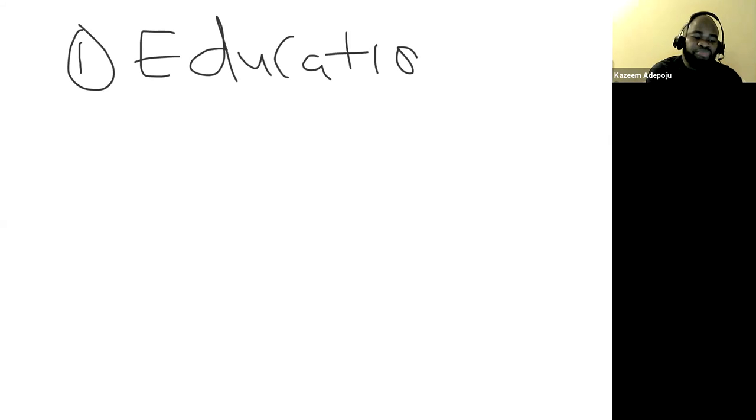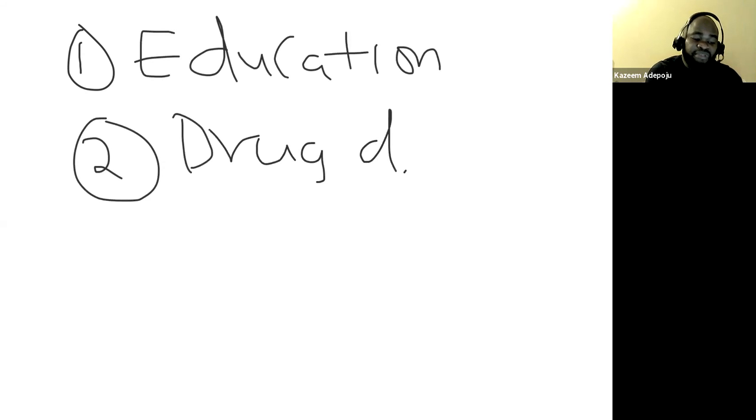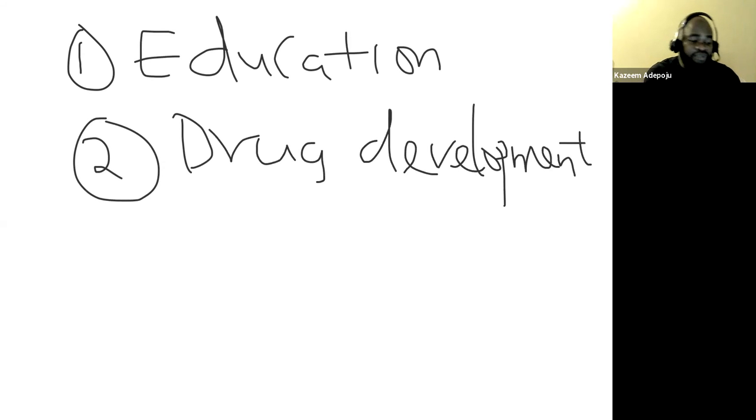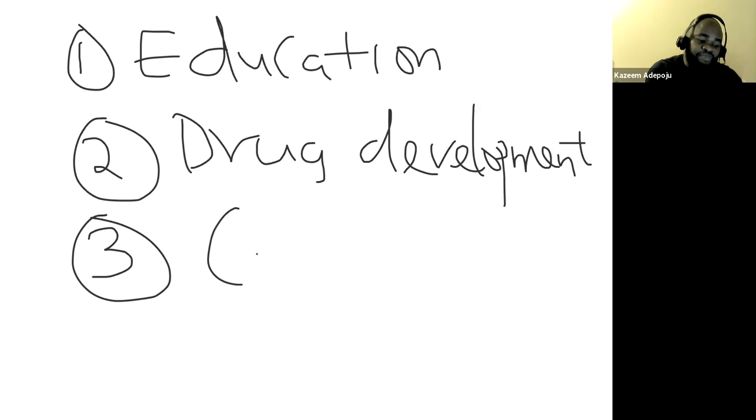I'm going to give you an example from three areas. Number 1, an example from education. Number 2, an example from drug development. Number 3, an example from auditing.